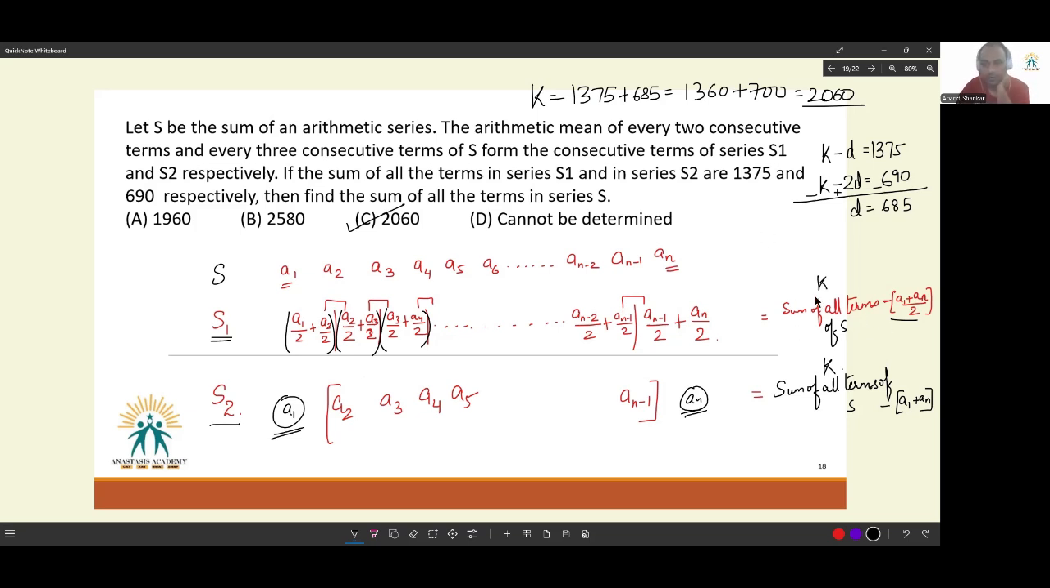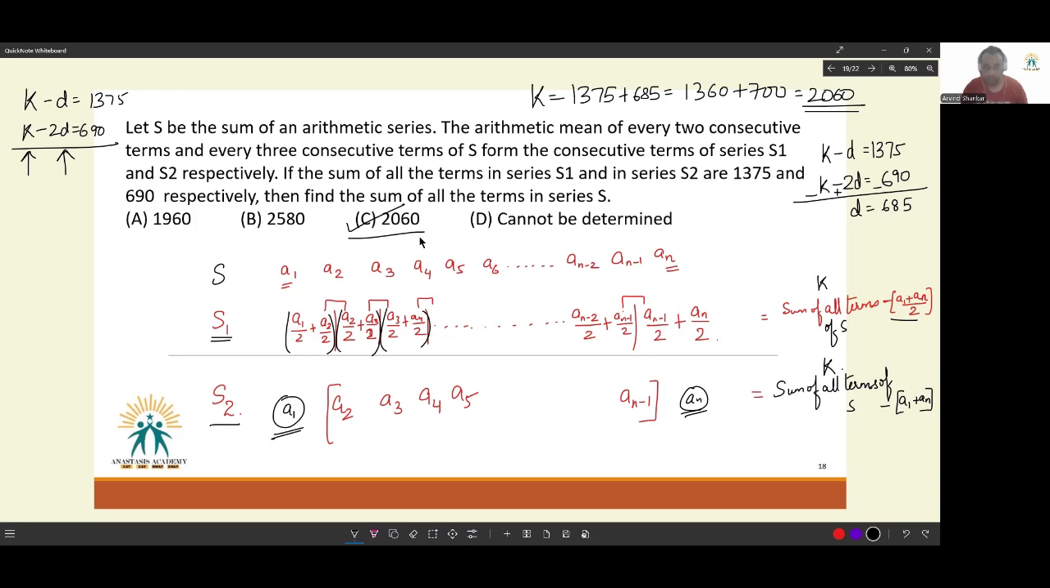Now see, I take the sum of all terms of S as K. And (A1 plus An) by 2, I've taken as D. K minus D, according to the question, the sum of series S1, is 1375. And if (A1 plus An) by 2 is D, then A1 plus An will itself be 2D. K minus 2D gets me to 690, which is excellent, because now this gives me the ability to calculate the value of K and D both. This is a simultaneous system of equations with two variables. So K, after that processing, will turn out to be 2060, and therefore should be the answer.